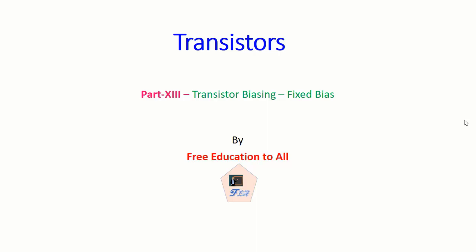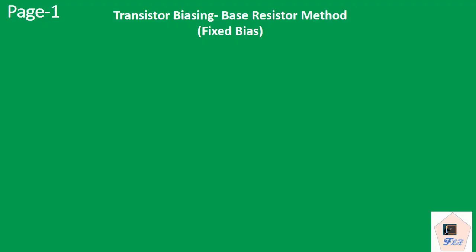Welcome once again to the transistor lecture series. In our previous lecture we started the discussion on transistor biasing. Here we'll start our discussion on the first type of biasing, which is popularly known as fixed bias, or the transistor biasing base resistor method.